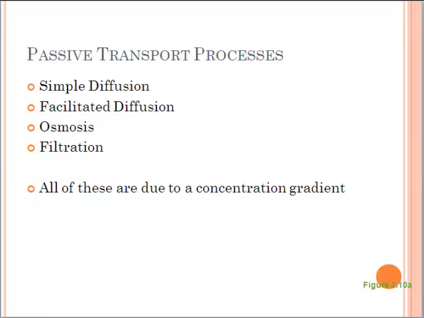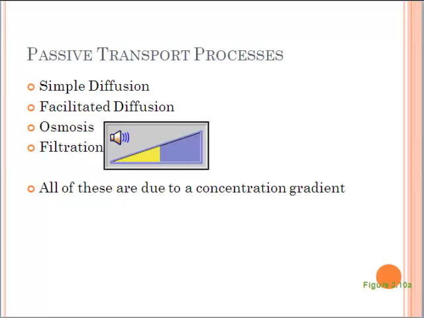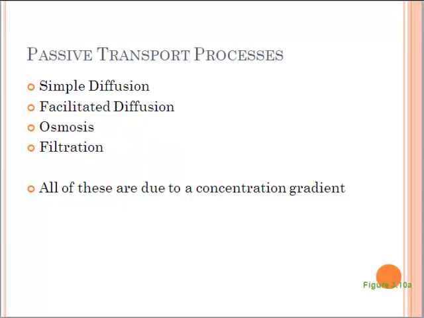There are a few different types of passive transport: simple diffusion, facilitated diffusion, osmosis, and filtration. The important thing to understand when you're talking about passive transport is something called a concentration gradient.